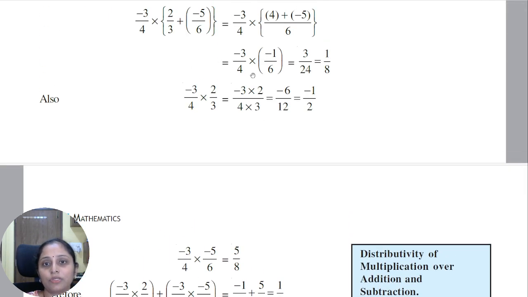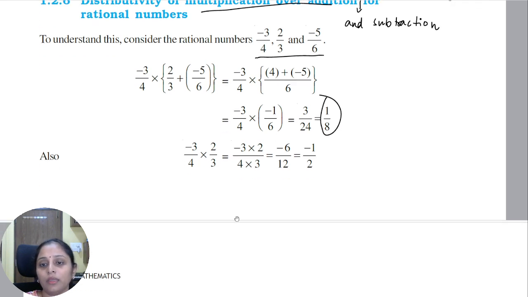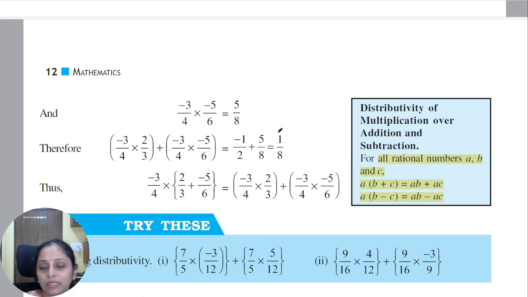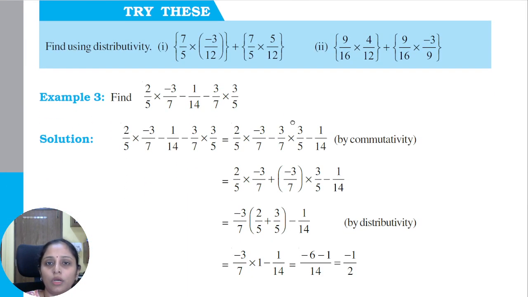So here they have given a solved example where they have done it for us. They have taken three rational numbers, minus 3 by 4, 2 by 3 and minus 5 by 6, and they have done A into B plus C. They have got some answer, and then they are doing A into B plus A into C, and you will see that they get the same answer in that manner as well. So they have given us these questions to try. Let's quickly solve these questions.